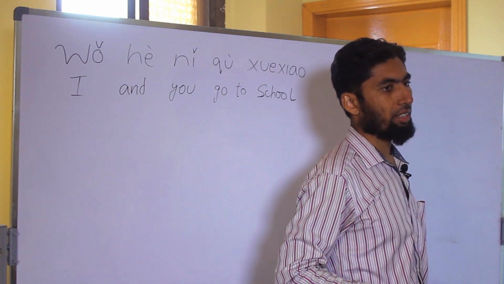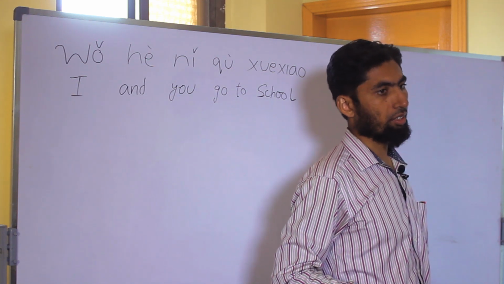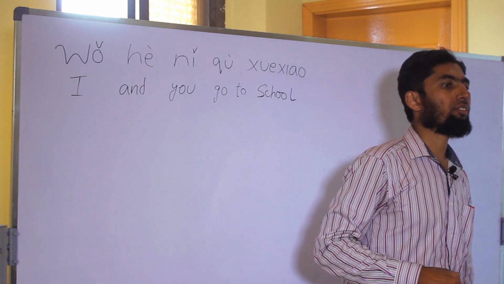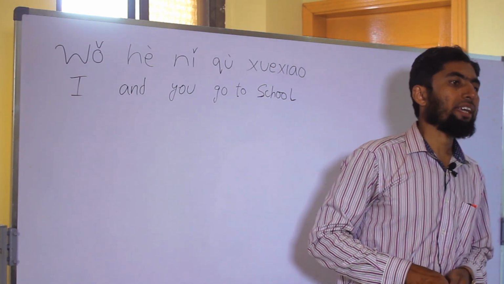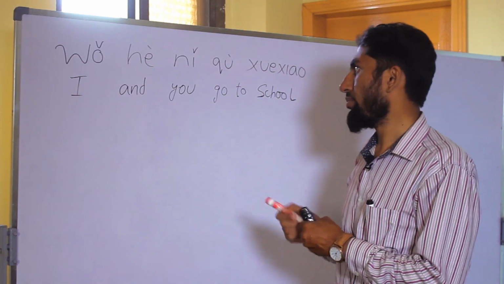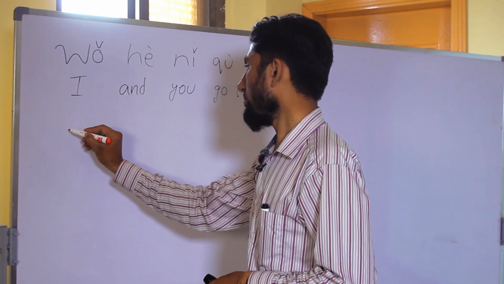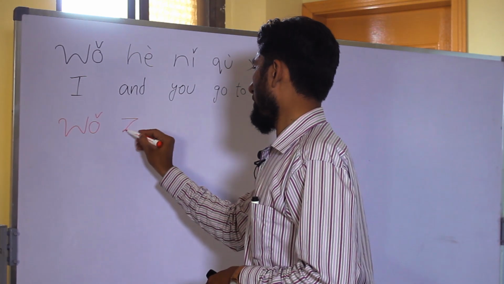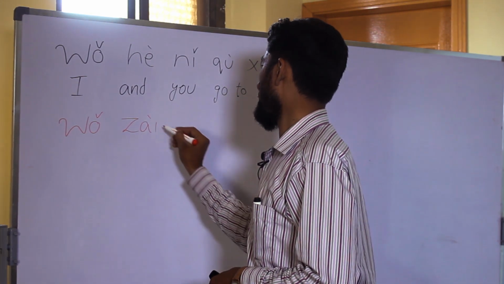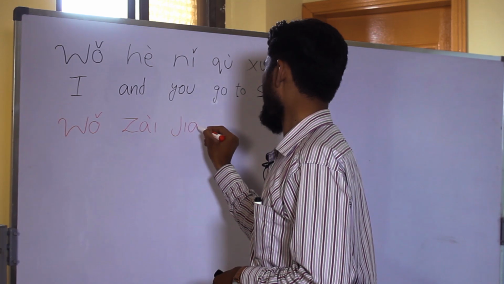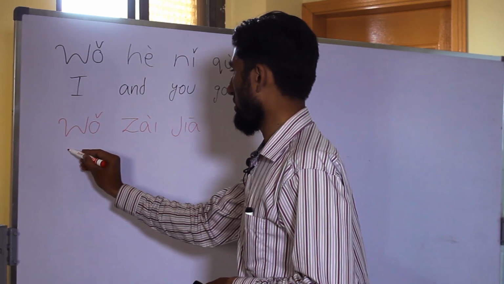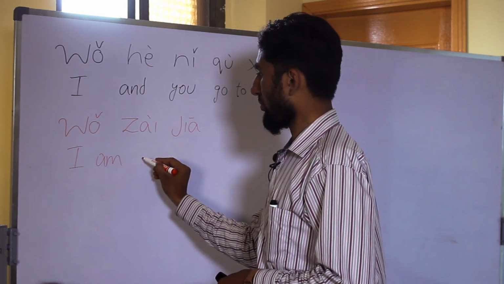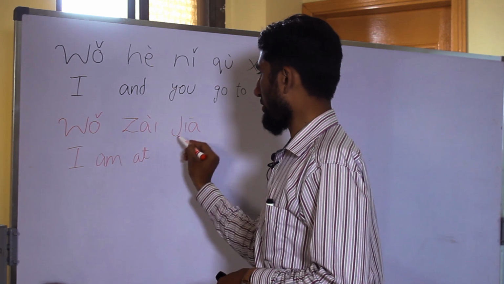Preposition. Zai. In, at, on. Okay. Zai, zai. I am at home. I am at home. 我在这. I am. Zai means at. Chia means home.